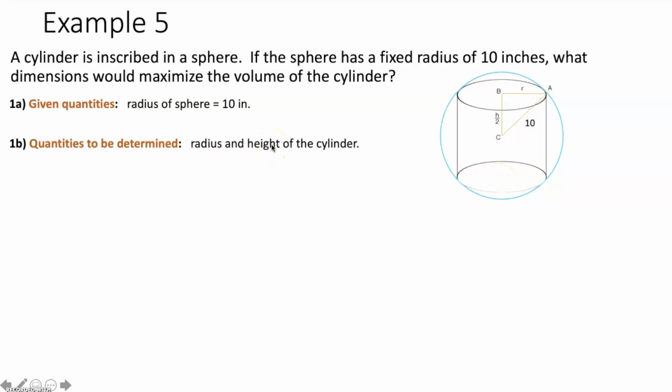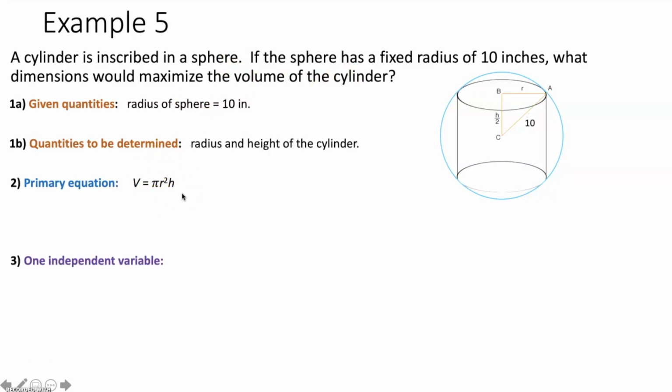We can then move on to step 2, which is to write our primary equation. So again, we are trying to maximize the volume of the cylinder that's inscribed in the sphere. So what is the volume of a cylinder formula? That's just pi r squared h. Sweet. So we have our primary equation.